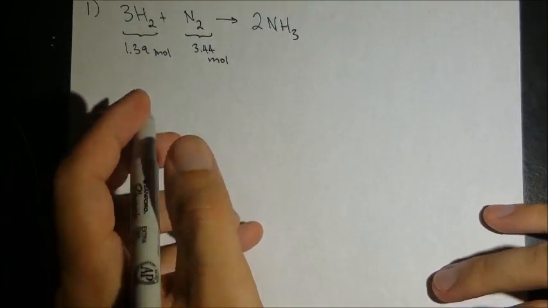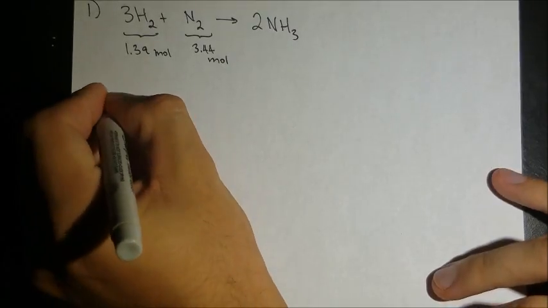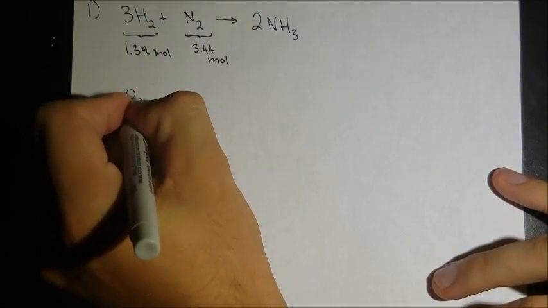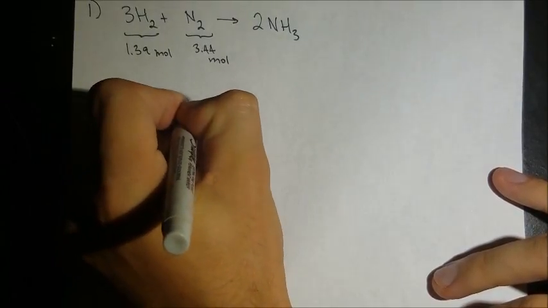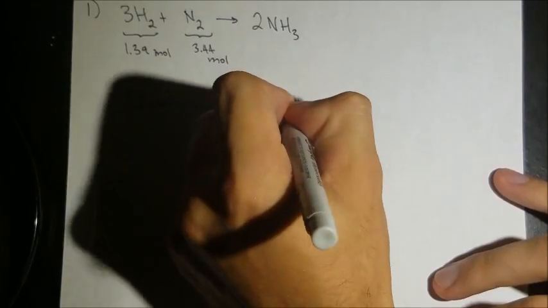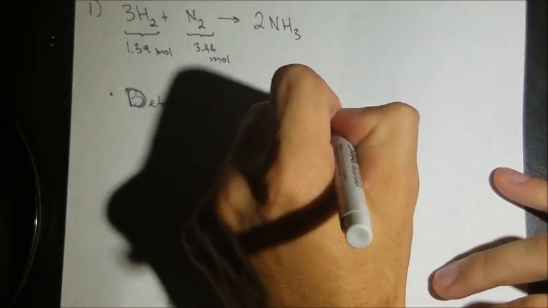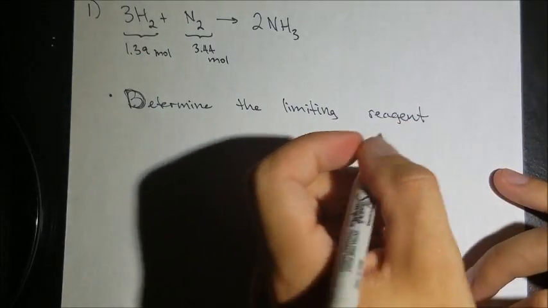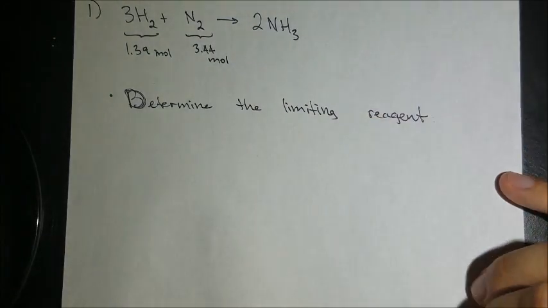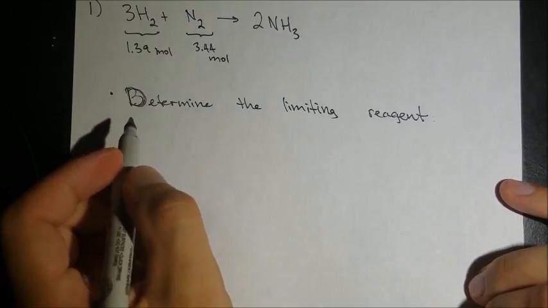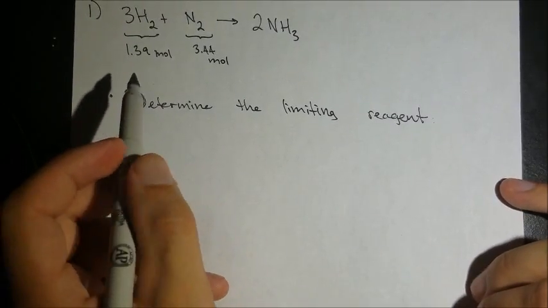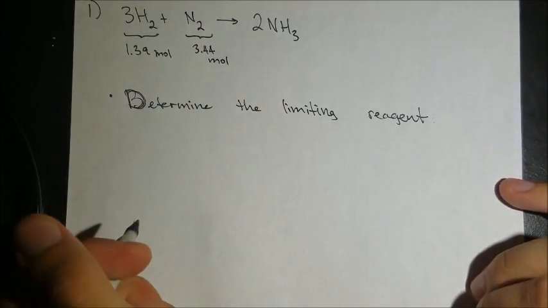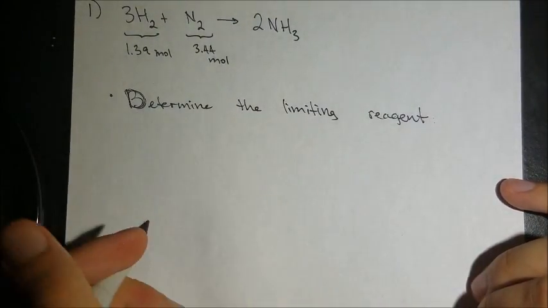So the first step to any kind of problem like this is that we always have to determine the limiting reagent. So the way we're going to do that is we're going to start off supposing that we have 1.39 moles of hydrogen and an unlimited amount of nitrogen gas. How much ammonia are we going to make?